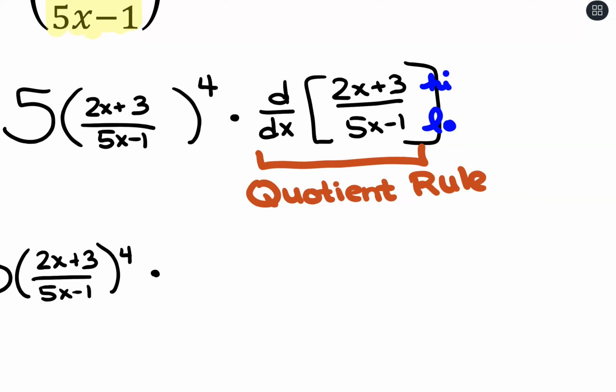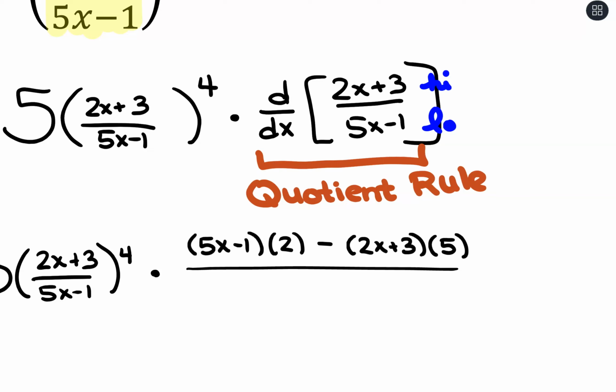So we go low d high, so 5x - 1 times the derivative of 2x + 3, minus high d low, so 2x + 3 times the derivative of 5x - 1, all over low low. So (5x - 1) squared.